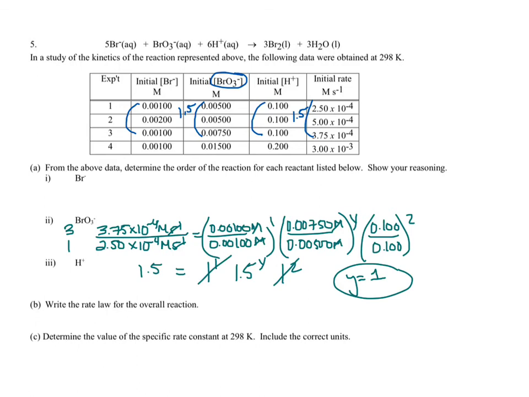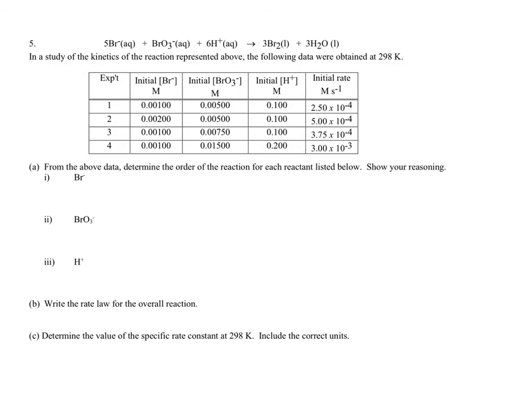Let's solve for H+, our last reactant. Which trials would you choose for H+? What you'll notice about H+ is you're not going to be able to pick a trial where all the other reactants are held constant. Unlike the other reactants, there are no trials where both Br- and BrO3- are held constant. And that's okay because we know how to do this mathematical route, and you just might have an extra term. So that's why I said it's important to be able to show this mathematically.